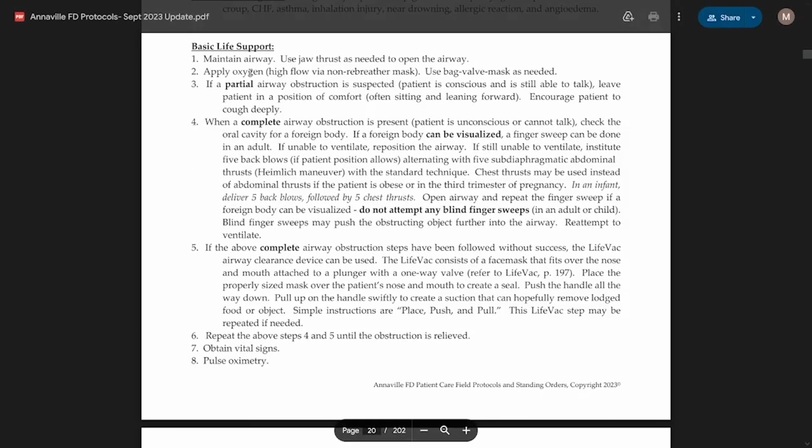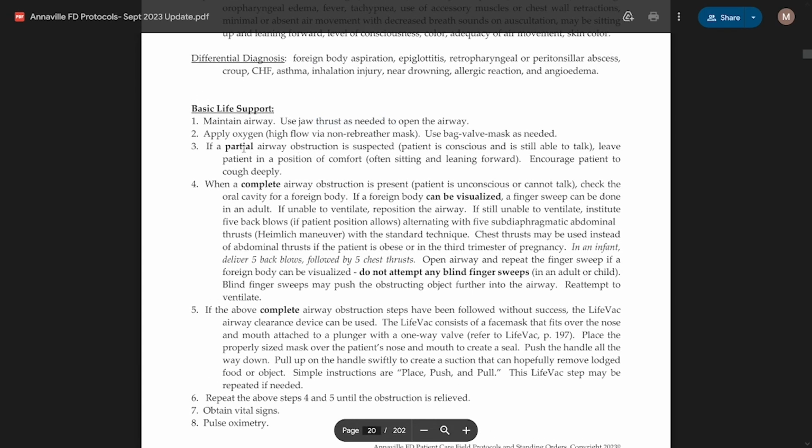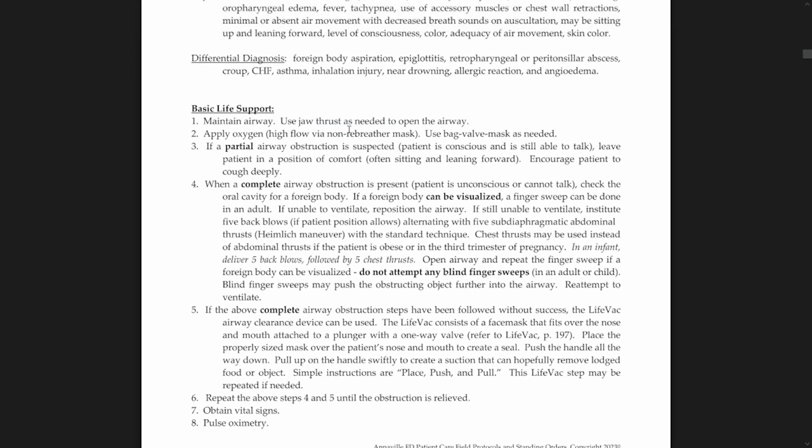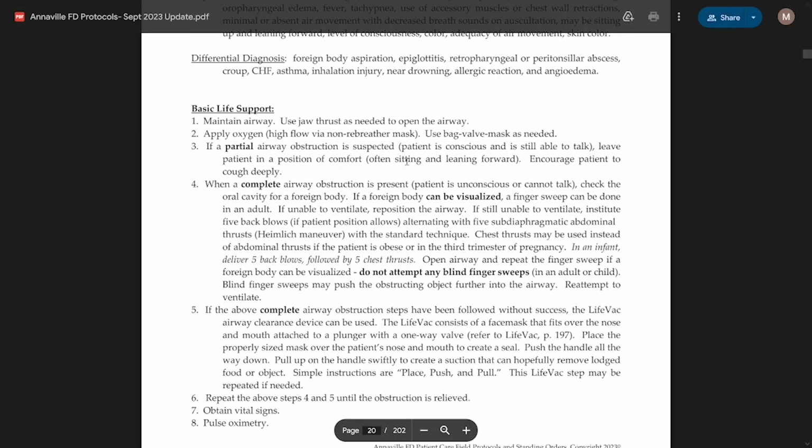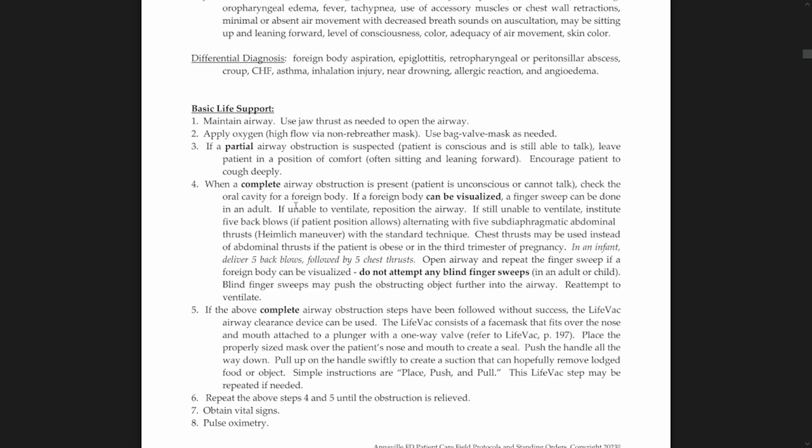So for BLS, we can do a couple different things here. We can maintain airway. We can use a jaw thrust if necessary to open the airway. We can apply oxygen via a non-rebreather mask or BVM if needed. If a partial airway obstruction is suspected and the patient is conscious and is still able to talk, leave the patient in a position of comfort, often sitting and leaning forward, and encourage the patient to cough deeply.